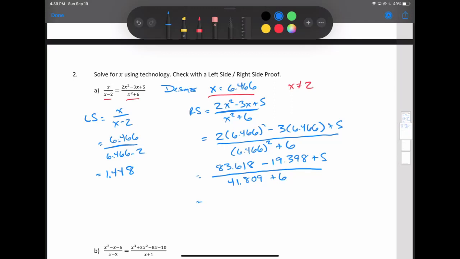83.618 minus 19.398 plus 5 is 69.22. And on the bottom, I can do this one in my head because it's easy, 47.809. And then when I divide them, I get out 1.448. And hey, there we go. Those are the same. So we have shown that that is the correct answer.